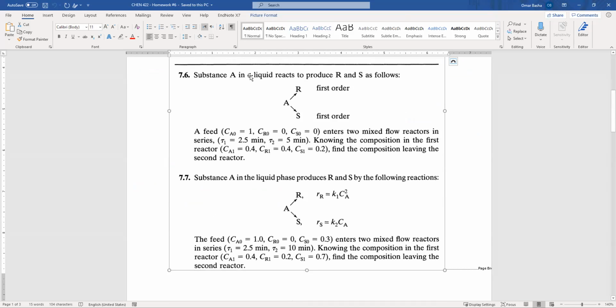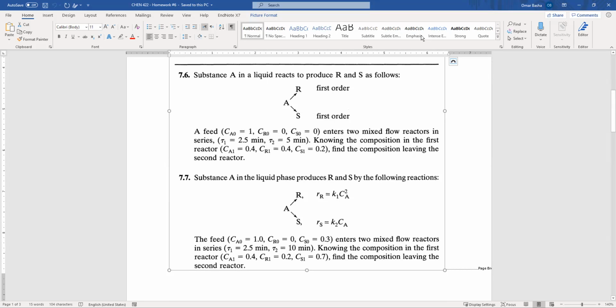So you're being told substance A in a liquid reacts to produce R plus S as follows. A goes to R, A goes to S, so parallel reaction. We're going to feed with some concentration: Ca naught equals 1, Cr naught is 0, Cs naught equals 0. It enters 2 mixed flow reactors in series. Tau 1 is 2.5, tau 2 is 5 minutes. Knowing the composition of the first reactor, find the composition leaving the second reactor.